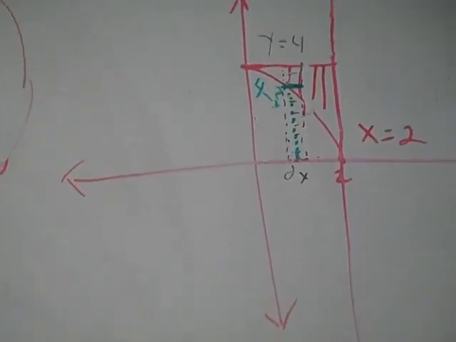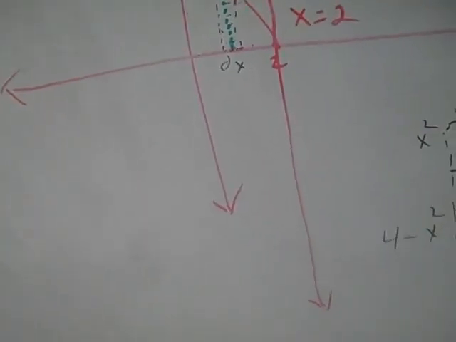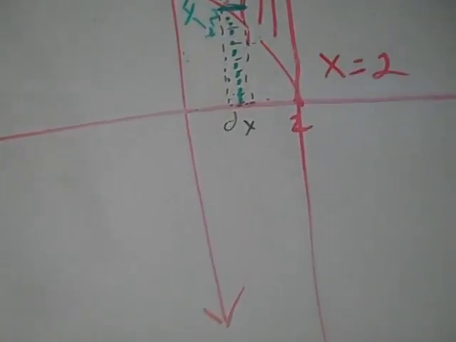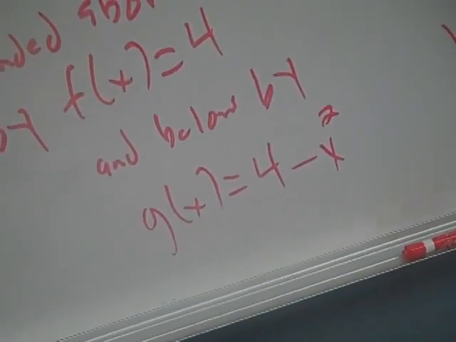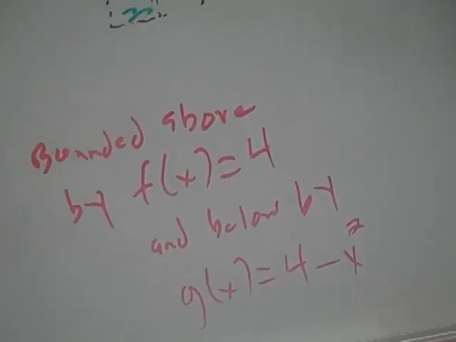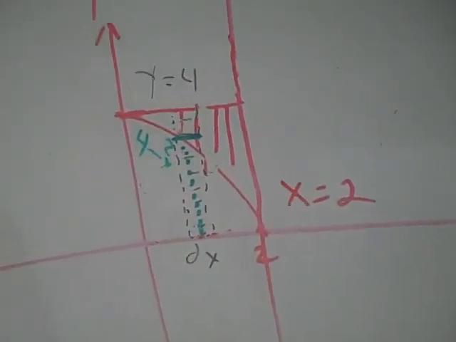Good afternoon. Today we're going to do the washer method, which is closely akin to the disc method with a few differences. What we're going to do is take the region here in striped red that's bounded above by the horizontal line y equals 4, and bounded below by the curve y equals 4 minus x squared. That would be this guy right here. You could call it g of x equals 4 minus x squared if you want to. So above by f of x equals 4, below by g of x equals 4 minus x squared.